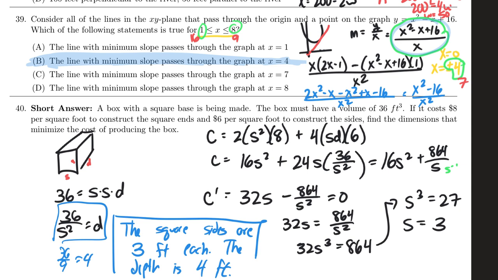Again, we're supposed to check the endpoints of this interval, but the endpoints would be making a really small square with a really big depth, which is going to cost a lot of money, or a really big square with like no depth, which is also going to cost a lot of money. So you could test the endpoints if you want, but really, whenever you have an infinity as an endpoint, you really don't have to check it in these types of problems.